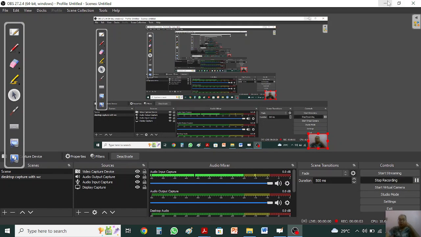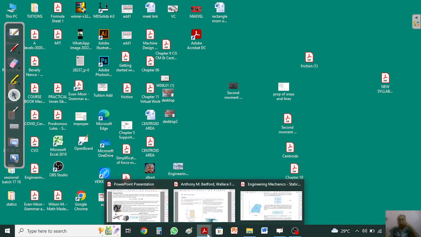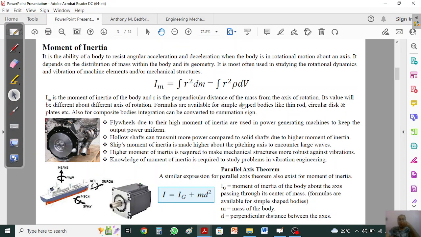All right, students, let's go to a new topic within this chapter 10. The name of the chapter is second moment of area and moment of inertia. Moment of inertia is a term that is used very frequently in comparison to second moment of area. We call it moment of inertia, but the second moment of area and moment of inertia are totally different things, even though their symbols are quite similar: the second moment of area symbol is Ix and Iy, and the moment of inertia symbol is Im. Conceptually, they are very different quantities.